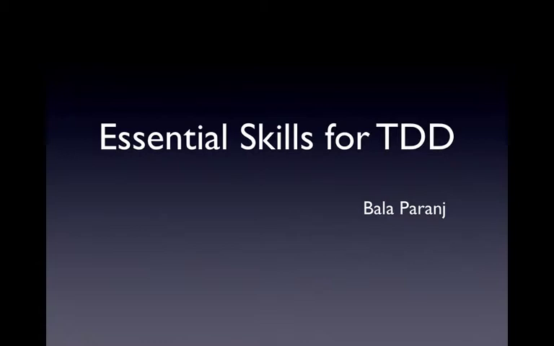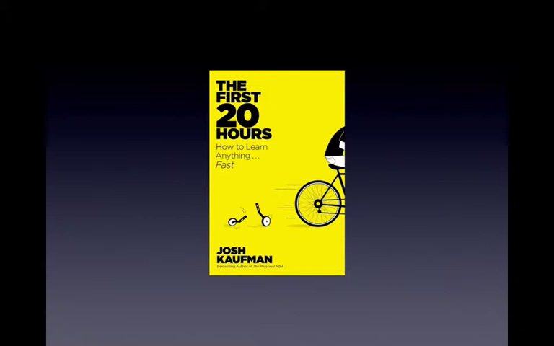I actually had a lot of problems teaching test-driven development to developers during TDD boot camps, and I realized you had to break down the skills into subskills after reading this book, The First 20 Hours: How to Learn Anything Fast by Josh Kaufman. One of the things he says in his book is that in order to learn a skill, you have to focus on learning one subskill at a time.